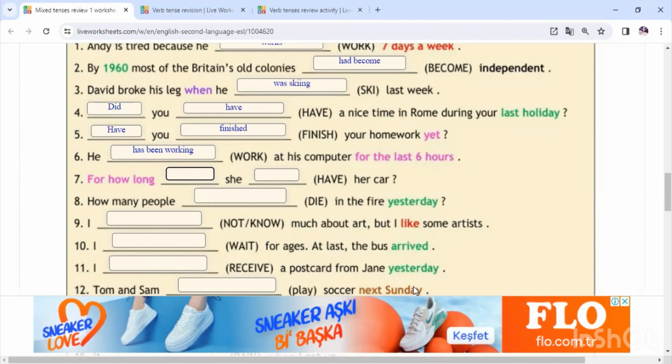For how long? You can see how long. And you have a stative verb. Be careful. You cannot use stative verbs with continuous tenses. Okay, with continuous or perfect continuous tenses, you cannot use stative verbs.